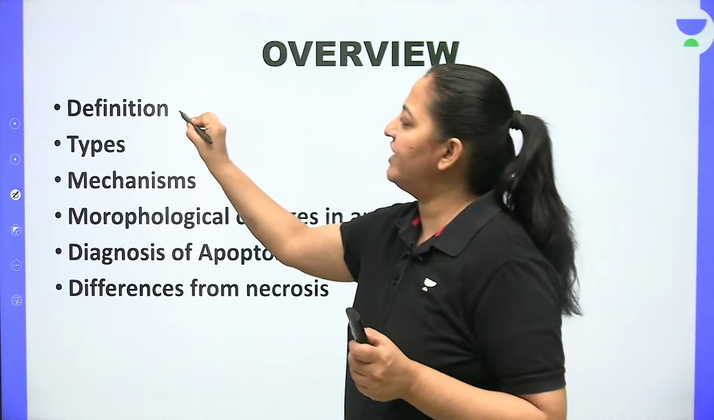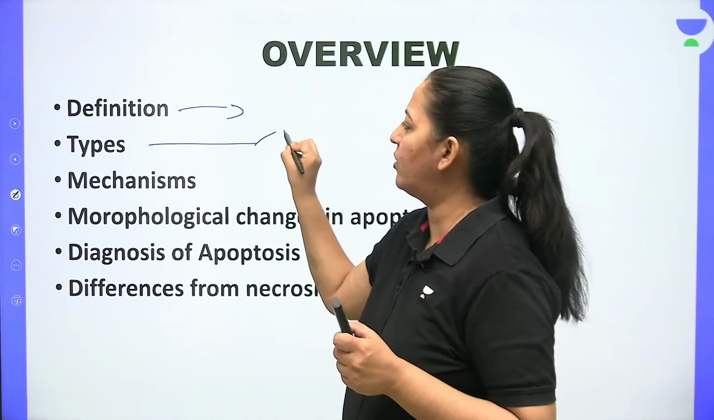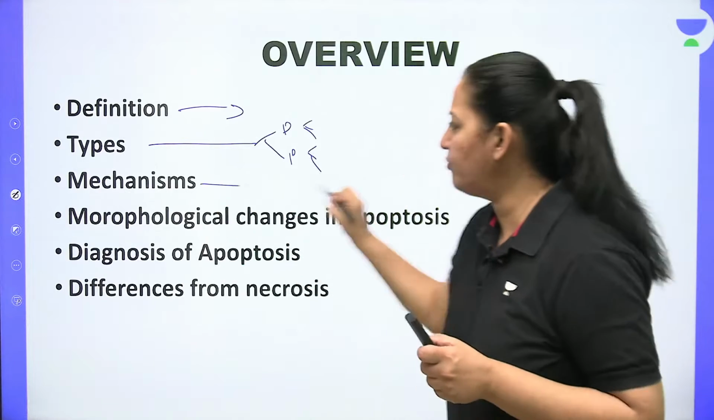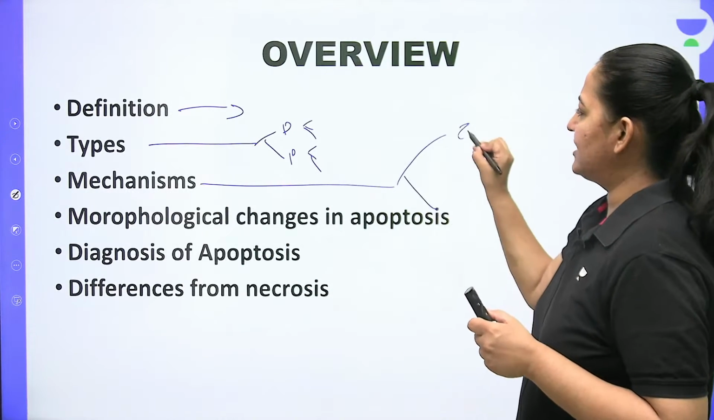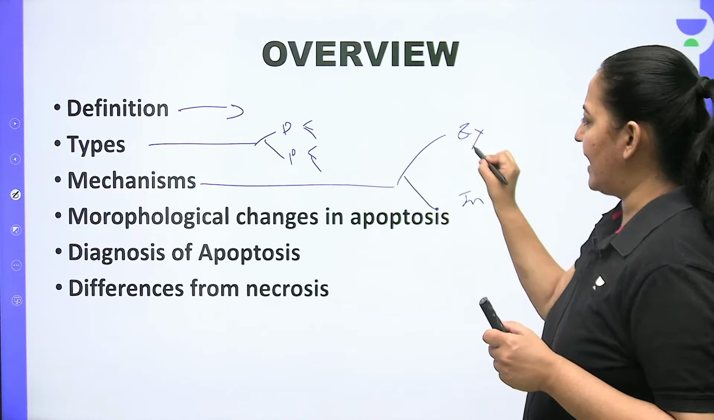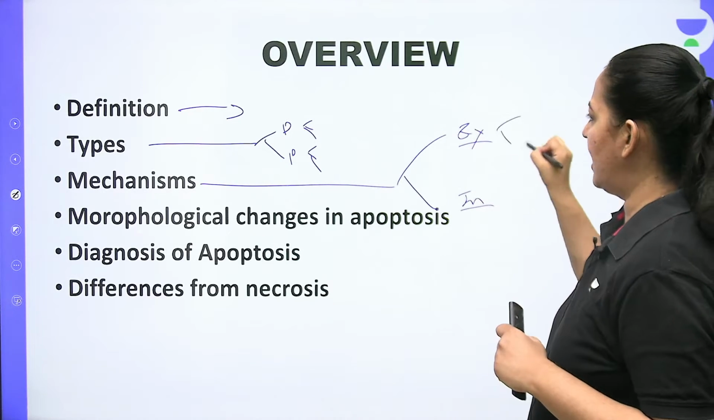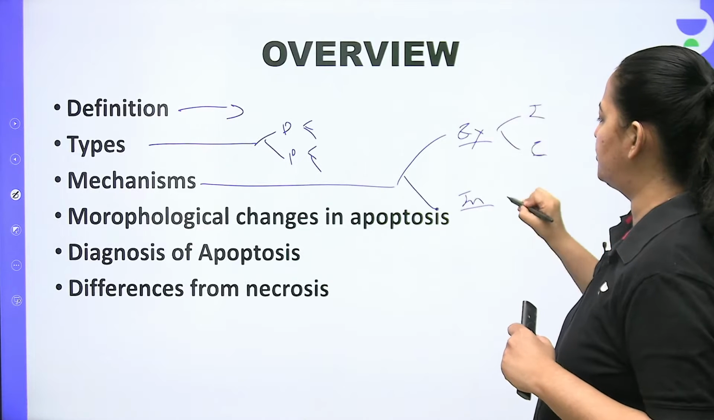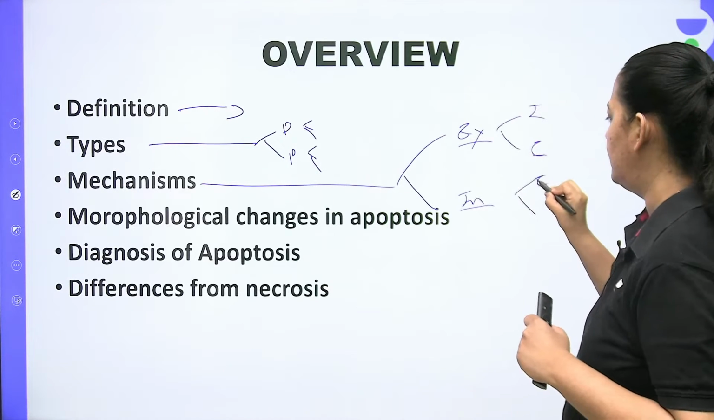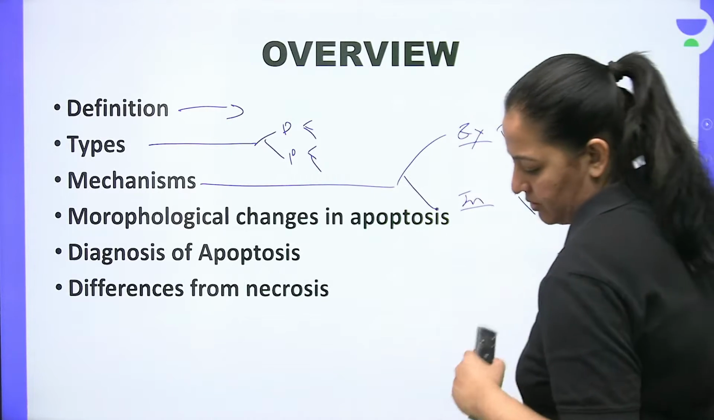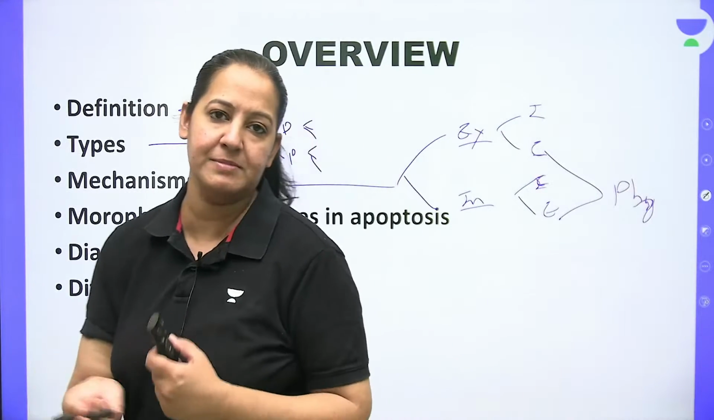So we are done with the definition. We are done with the 2 types, physiological and pathological, with examples of each. We are done with the 2 mechanisms, extrinsic pathway and intrinsic pathway. In the extrinsic pathway, the signal comes from outside. In the intrinsic pathway, the signal comes from inside. Each has 2 phases, initiation and execution. In execution, the last thing is phagocytosis. We are done with phagocytosis also. This is the summary till now.